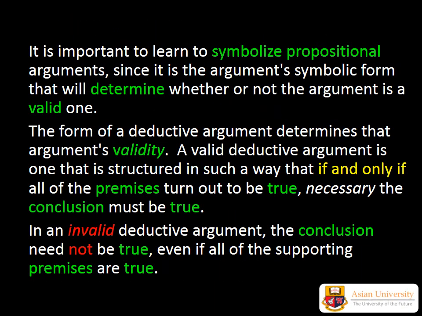It is important to learn to symbolize propositional arguments, since it is the argument's symbolic form that will determine whether or not the argument is a valid one. The form of a deductive argument determines that argument's validity. A valid deductive argument is one that is structured in such a way that if and only if all of the premises turn out to be true, necessarily the conclusion must be true. In an invalid deductive argument, the conclusion need not be true, even if all of the supporting premises are true.